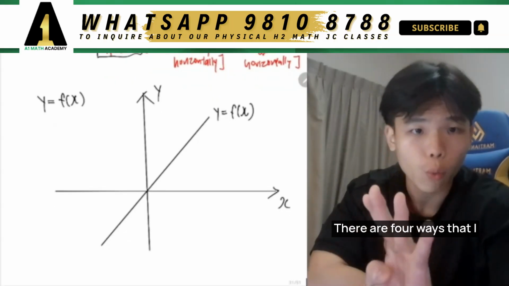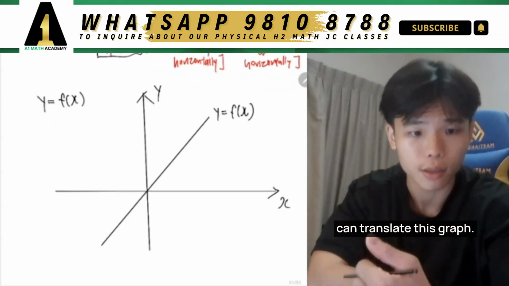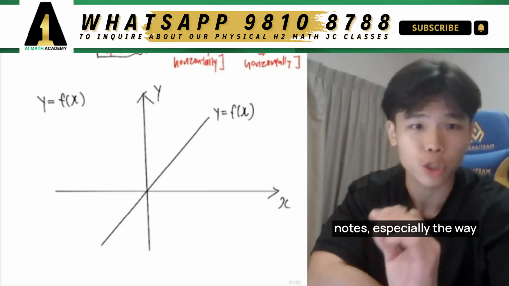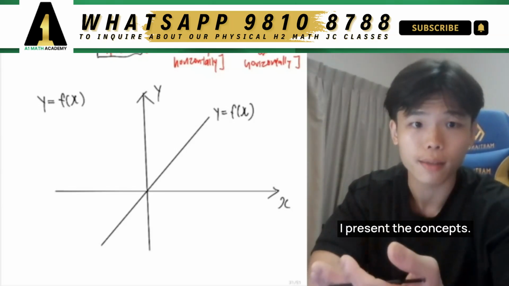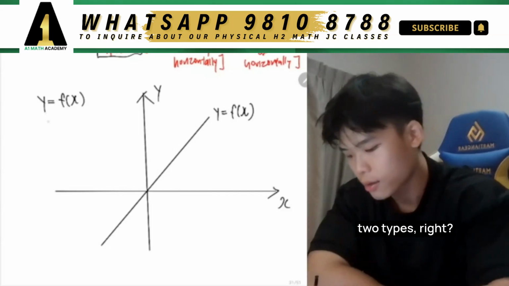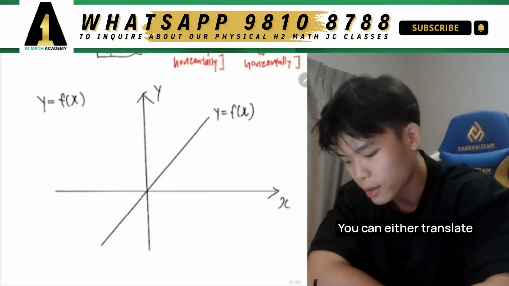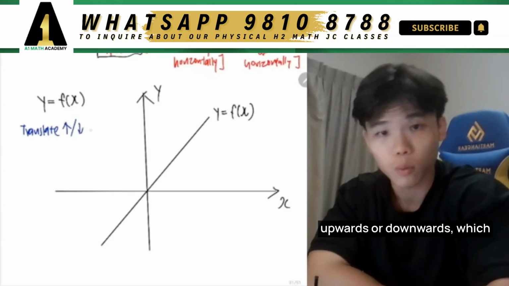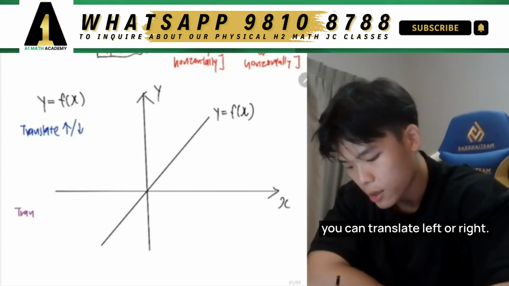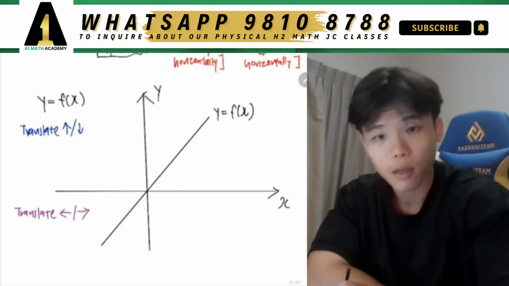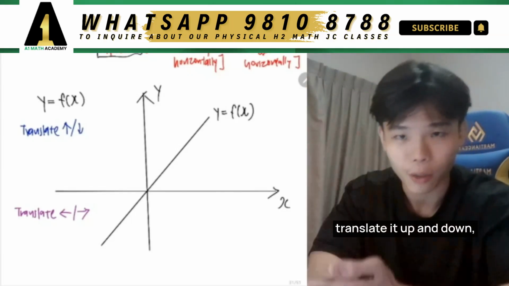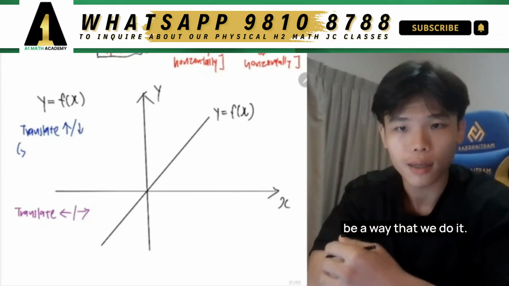There are four ways that I can translate this graph. This video will be pretty long, so make sure you take down the notes, especially the way I present the concepts. Translation has two types: you can translate upwards or downwards, which is your vertical movement, or you can translate left or right, which is your horizontal movement. For up and down, there is a way that we do it.